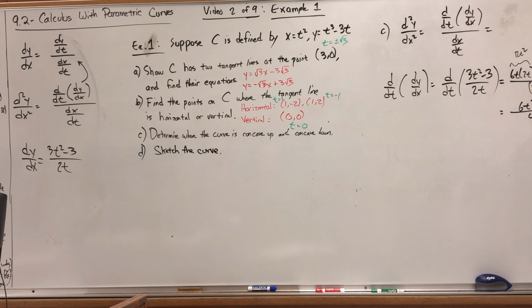Make sure I didn't make a mistake there. Something feels a little bit off. And I don't think that's right. Bottom times the derivative of the top, minus the top times the derivative of the bottom. Yeah, everything looks good. We can reduce this by 2, by the way.